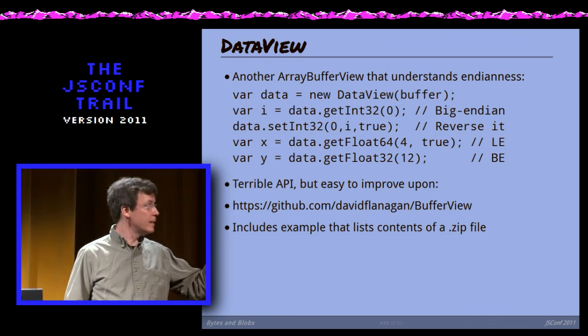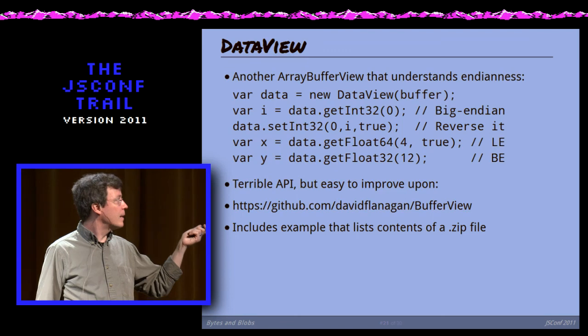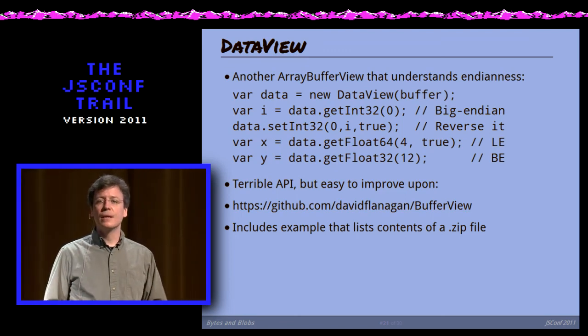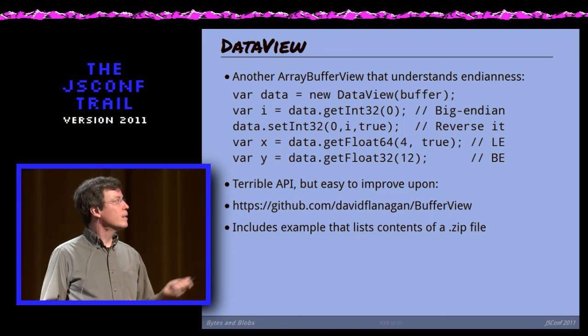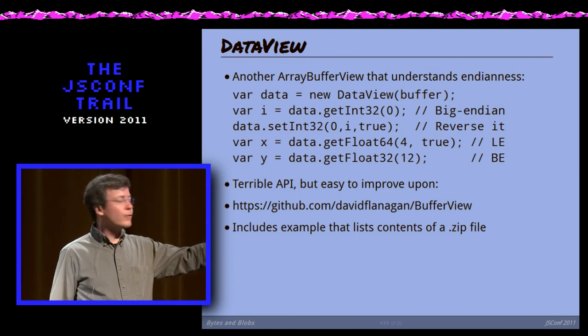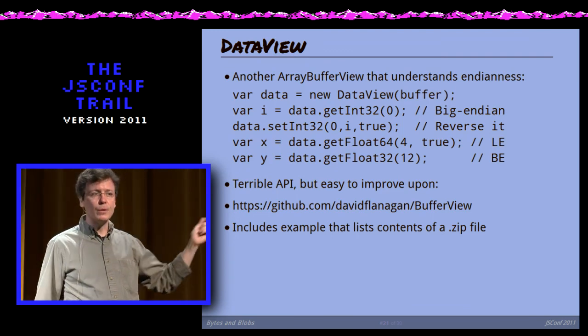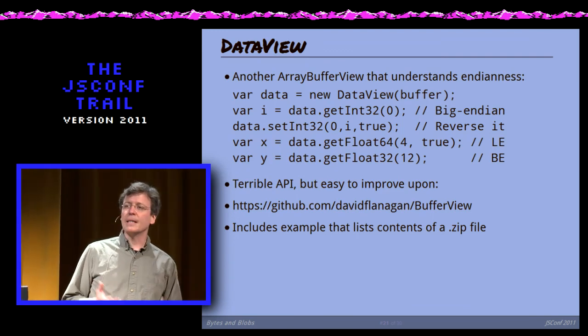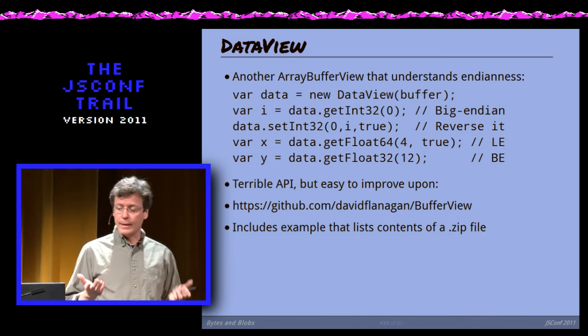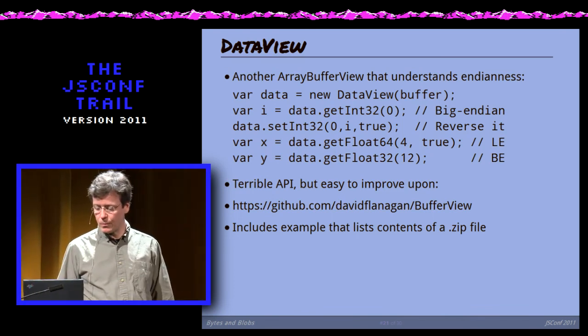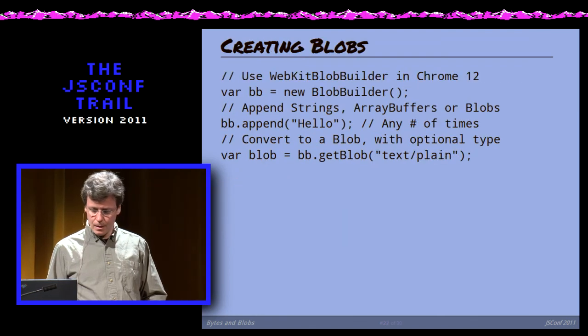One of the examples in this GitHub repo that I'm not doing here is load a zip file, use my buffer view class, which is just a wrapper around DataView, to inspect the bytes in it, find the contents of the zip file, and list them. Pretty simple example, really. OK.